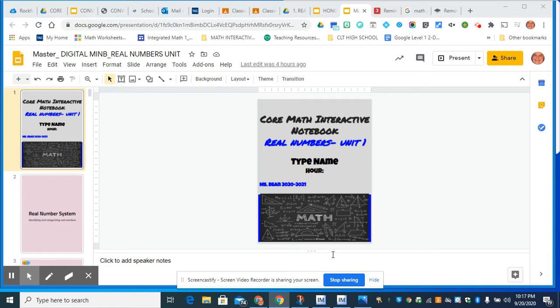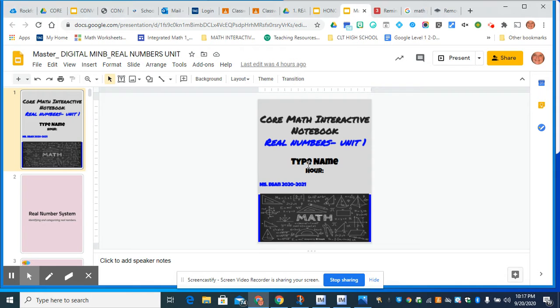Okay, good morning. I'm going to talk today about how you should set up your math interactive notebook. You actually are going to have two notebooks working side by side. One is going to be your digital notebook, which you received a file like this today. If you're in honors, yours says honors.